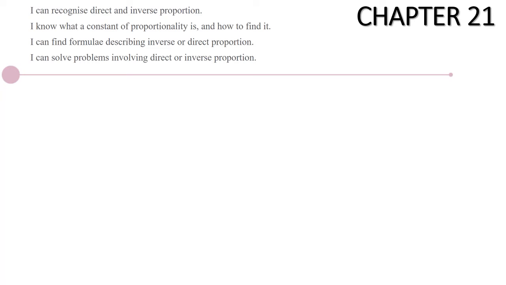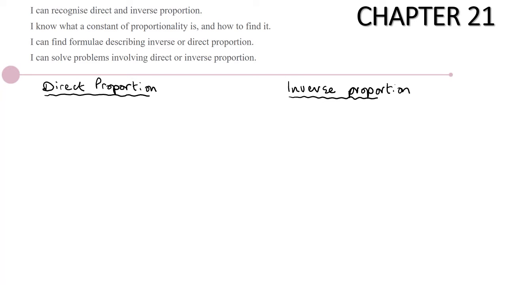This video covers chapter 21 of the textbook. It's called variation, which is just another name for proportion, and the two types of proportion we're going to be looking at are direct proportion and inverse proportion.